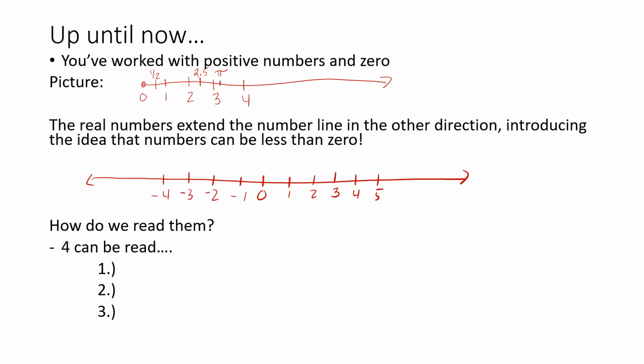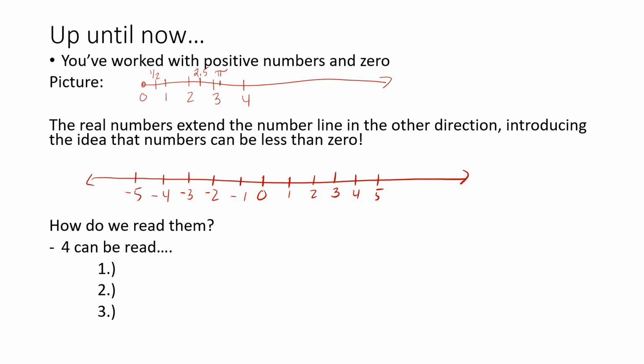So I'll go ahead and extend that off to the left. On the right you have your positive numbers, and on your left you have your negative numbers. Now, how do you read them out loud? Because I will have students sometimes say some pretty weird things. Now, there's actually a fourth way that we can interpret this symbol, but we'll leave that for now.